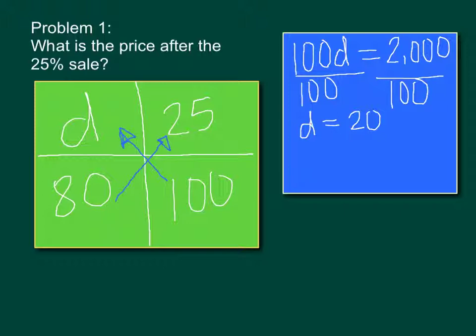So does that mean that the hockey skates cost $20? No, not really. This means that the hockey skates are discounted $20. So I need to go back to my original price, $80, and subtract the $20 discount. And now those hockey skates cost $60. Not bad for a pair of hockey skates.